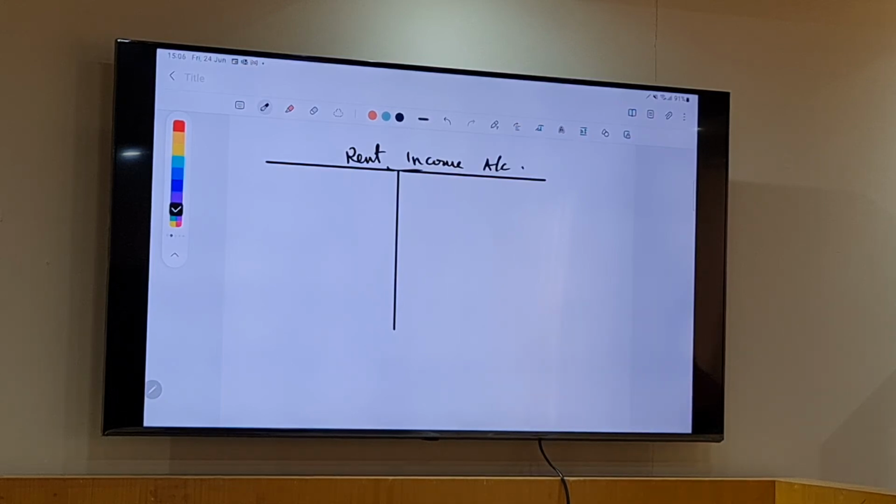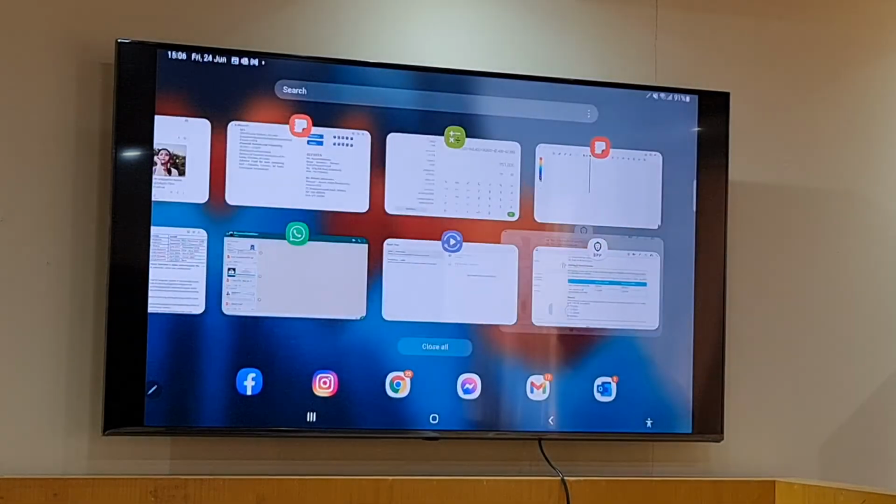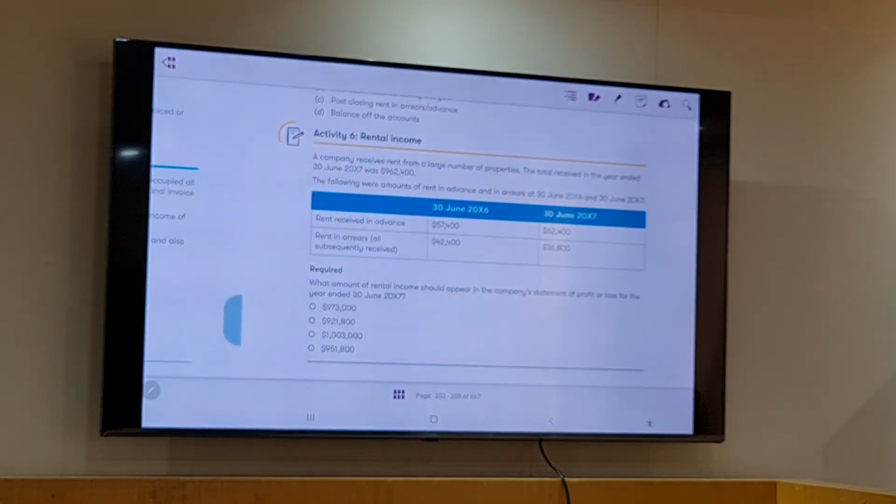Rent income account. Let's go to the question. The company receives rent from a large number of properties. Total received in the year ended 30 June 2017.